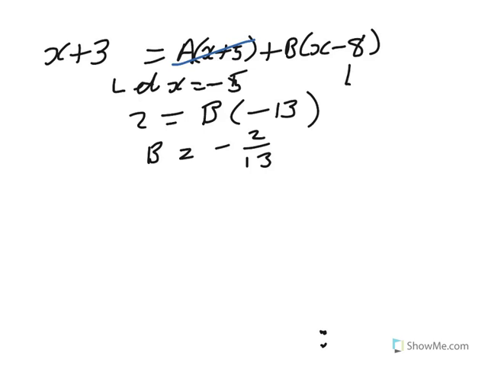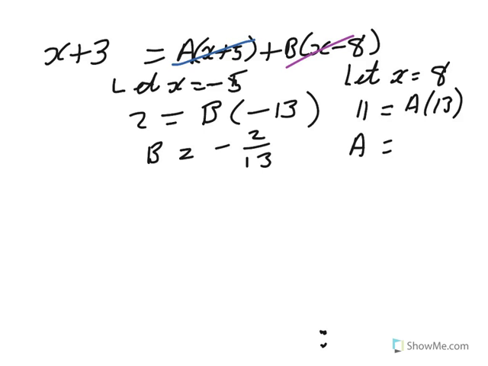And I'll squeeze it over here. If we let x equal 8, that then eliminates that part. And 8 plus 3 is 11, equals A times 13. So A is 11 over 13.